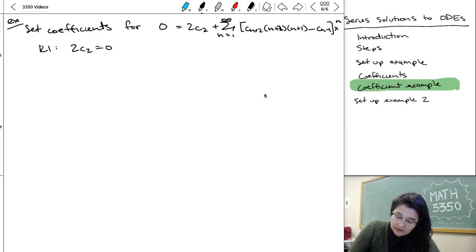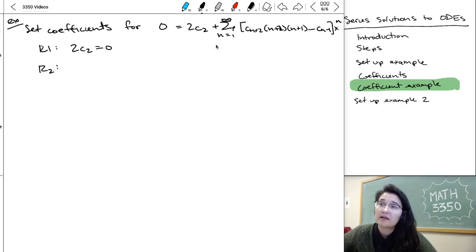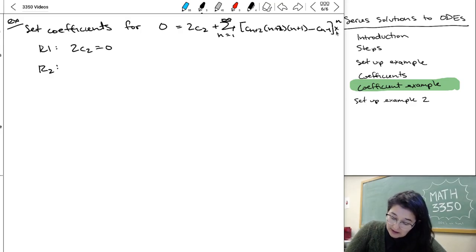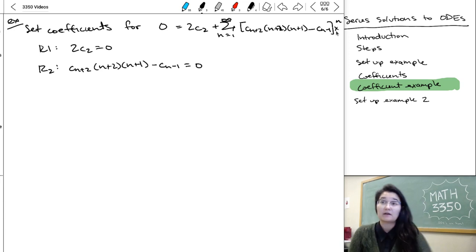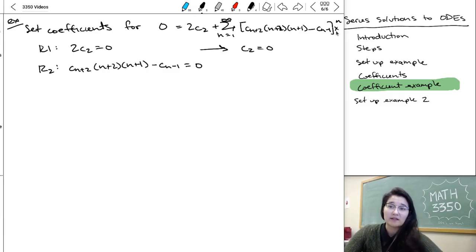And then relationship 2 is going to be taking what's inside the series and setting it equal to 0. So that's going to be a little longer: c_{n+2} times (n+2) times (n+1) minus c_{n-1} equal to 0. So I've done step 1 and identified my relationships. This first one is just going to tell me that C2 must be 0. And then the second one actually gives me a relationship that's going to be useful to me later.